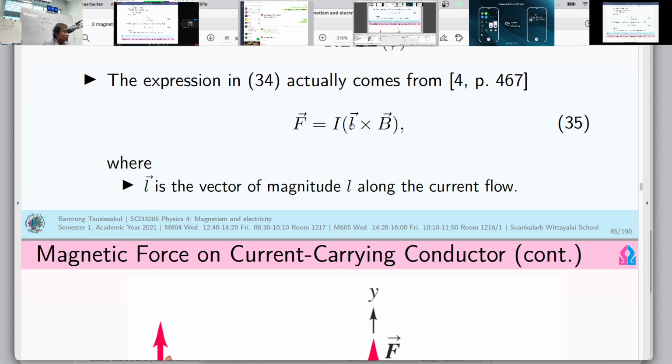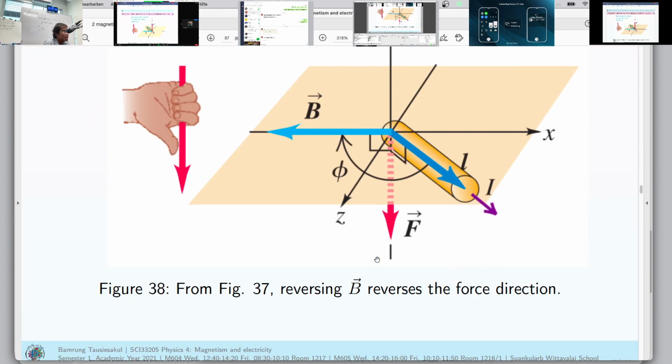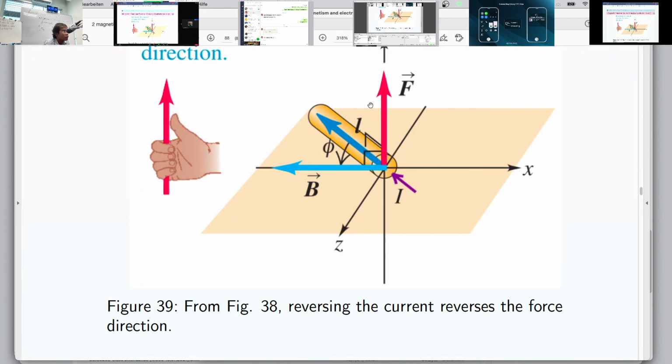You have to turn your 4 fingers from the first vector to the second vector, which is vector B. That's what I always mention. In this case, in figure 39, you start from vector L to vector B. You use your right hand, your 4 fingers start from vector L to vector B. You will get the thumb direction, which indicates the output direction, the induced magnetic force, which is upright here along the positive y-axis. And that's the lecture for today.